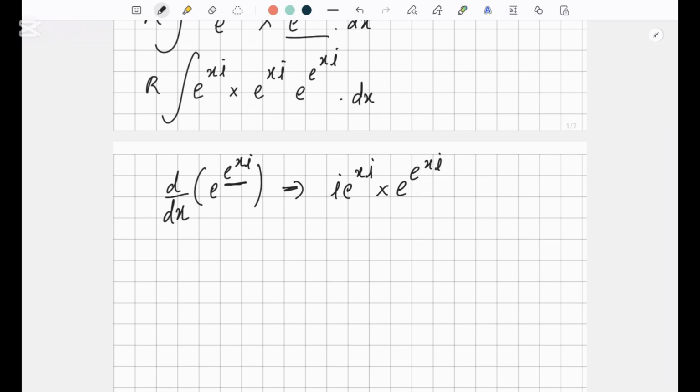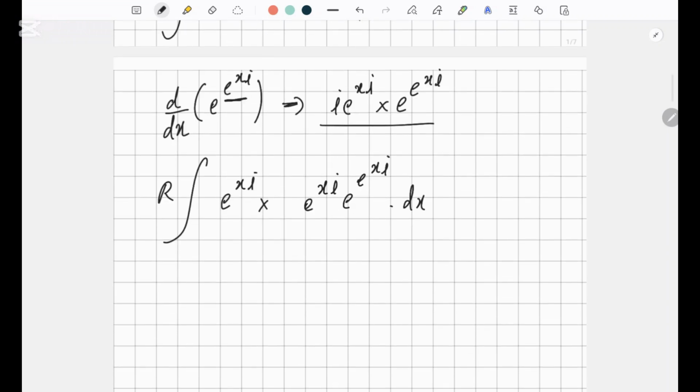All right, so now we have this. Now let's go back into our integral. e to the power xi into e to the power xi into e to the power xi. Just bring these two together.